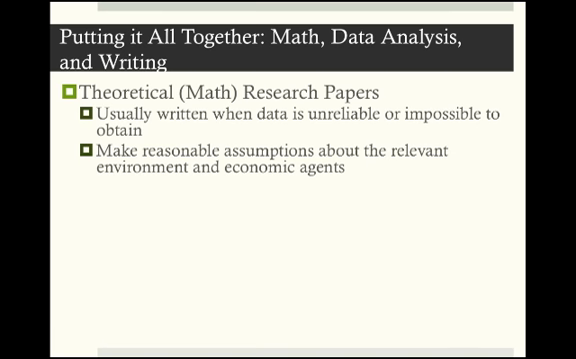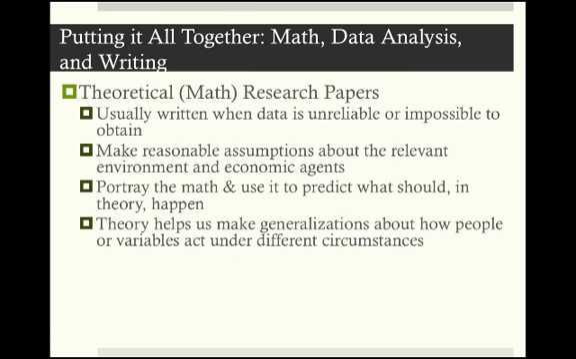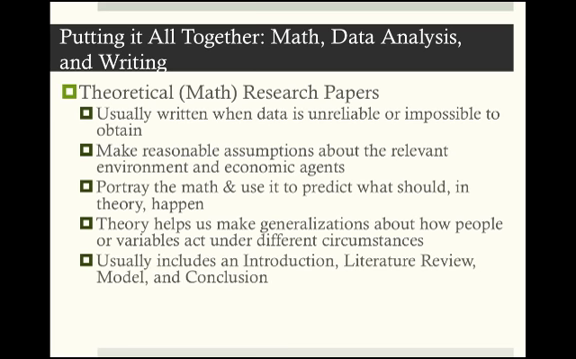So what the theorist does is make reasonable assumptions about the relevant environment and the economic agents, the firms, the people involved. Portray the math and use it to predict what should, in theory, happen. We use theory because it helps us make broad generalizations about how people or other economic agents or variables act under different circumstances. And when you read a theoretical research paper, you'll normally see an introduction, a literature review, the model and results of the model, and a conclusion.